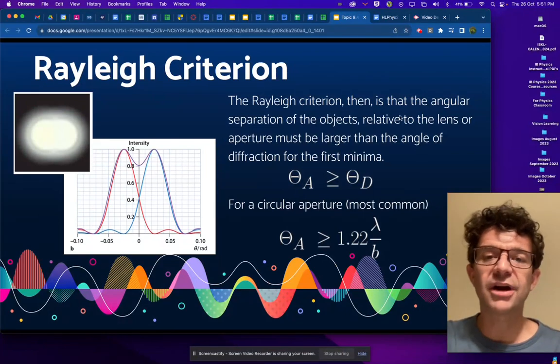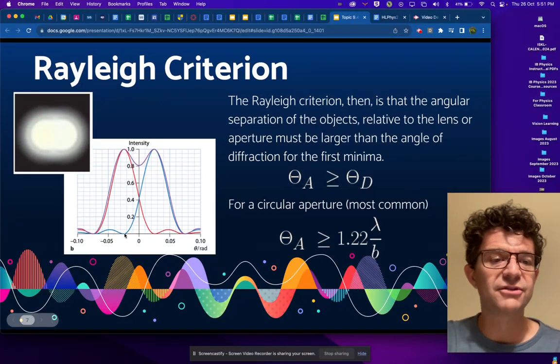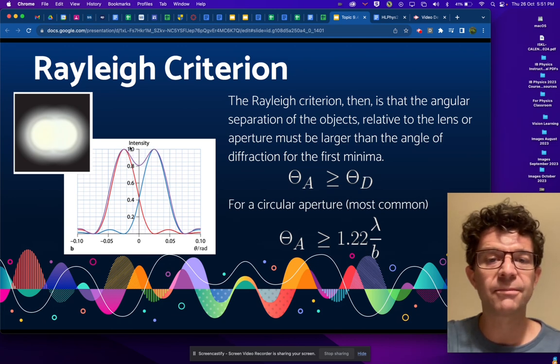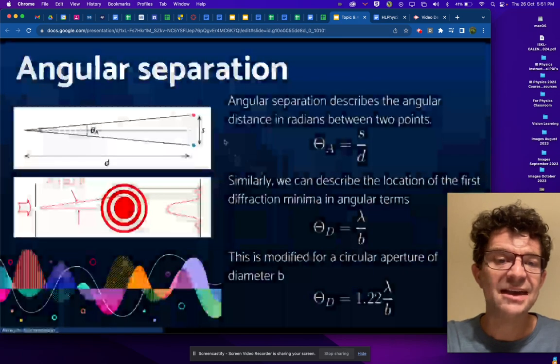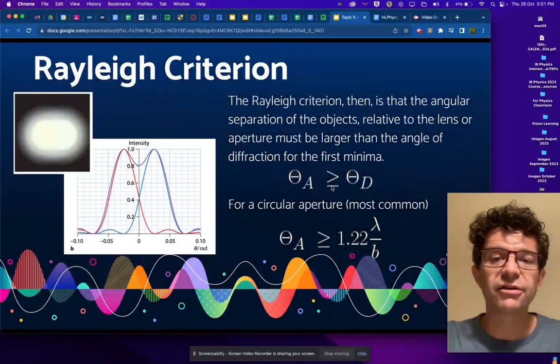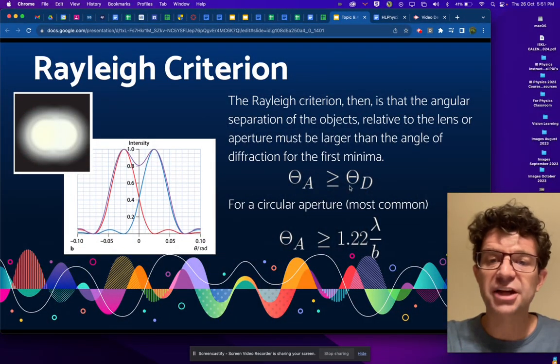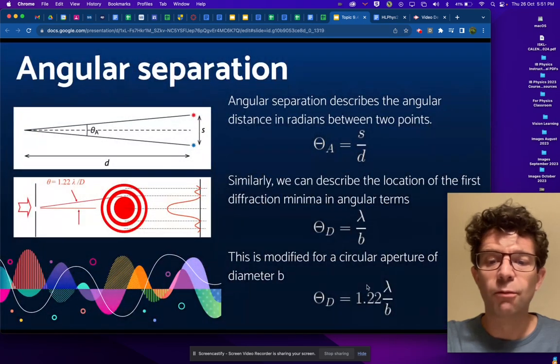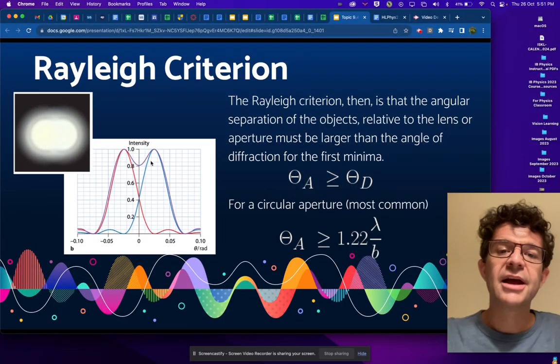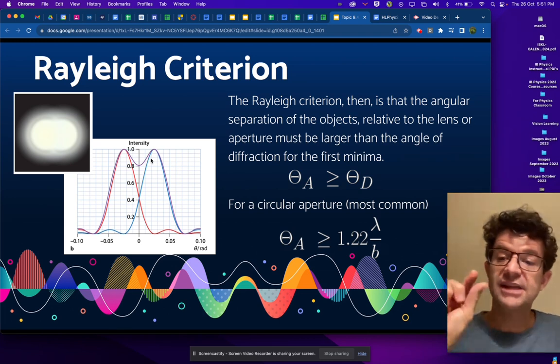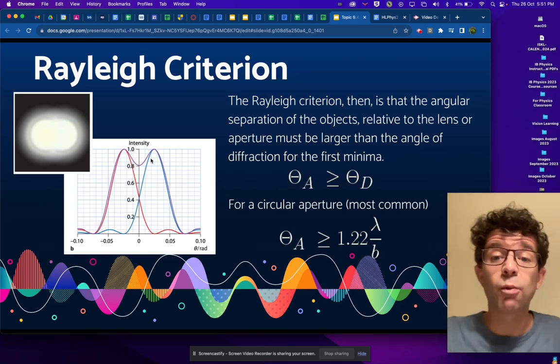And so the Rayleigh criteria, that the diffraction minimum shows up underneath the maximum here, is that the angular separation, theta A equals S over D, must be greater than or equal to the diffraction angle, theta D, equals 1.22 lambda over b, for a circular aperture. This is what we know as our Rayleigh criteria, and it's how we know if two objects that are separated by some distance a long ways away from us will be resolvable or not.